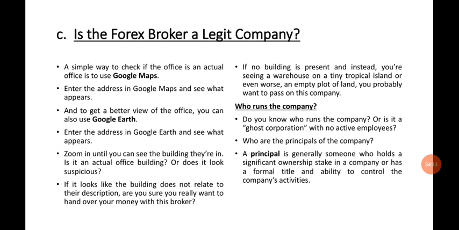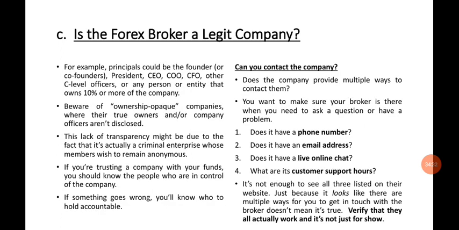Who runs the company? Do you know who runs the company? Or is it a ghost corporation with no active employees? Who are the principals of this company? A principal is generally someone who holds a significant ownership stake in a company or has the formal title and ability to control the company's activities. For example, principals could be the founder or co-founders, president, CEO, COO, CFO, other C-level officers, or any person or entity that owns 10% or more of the company.